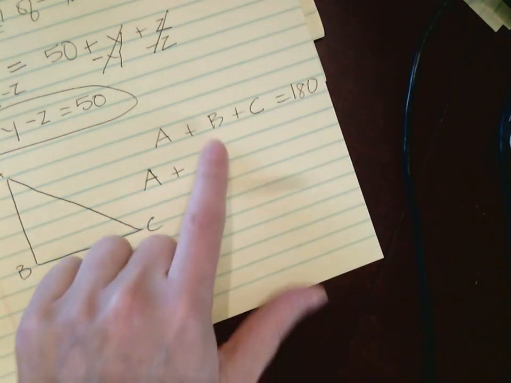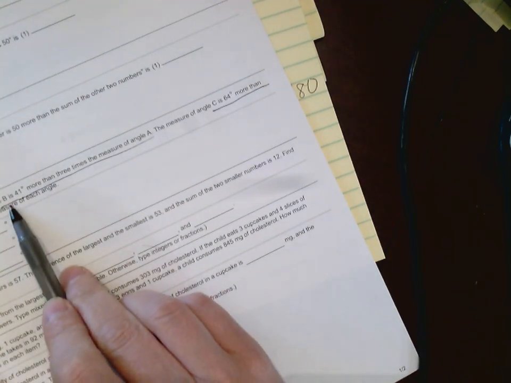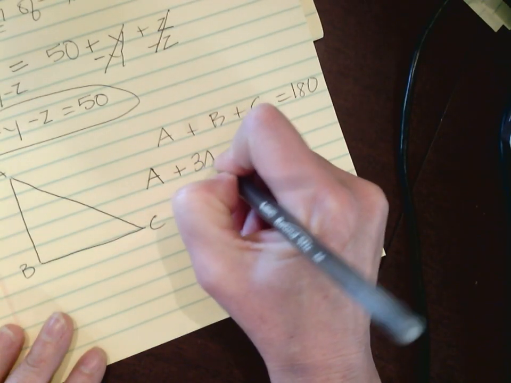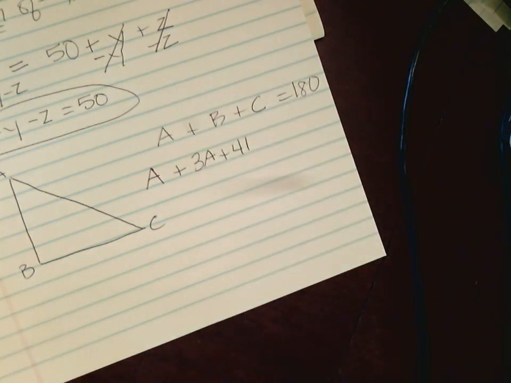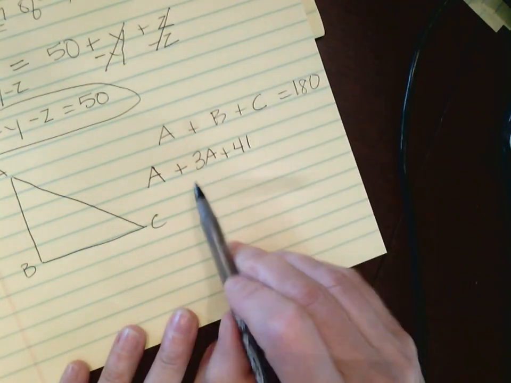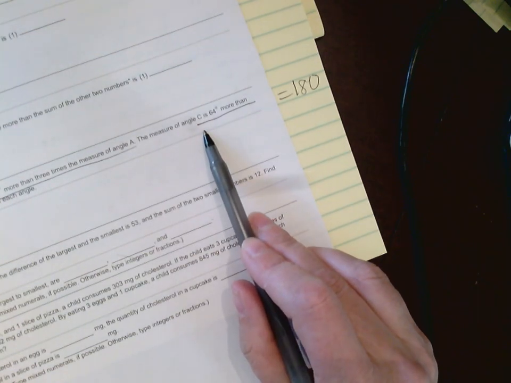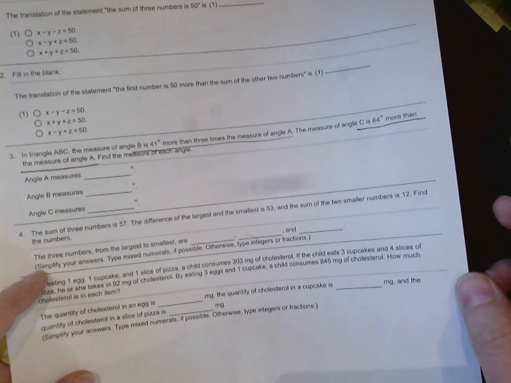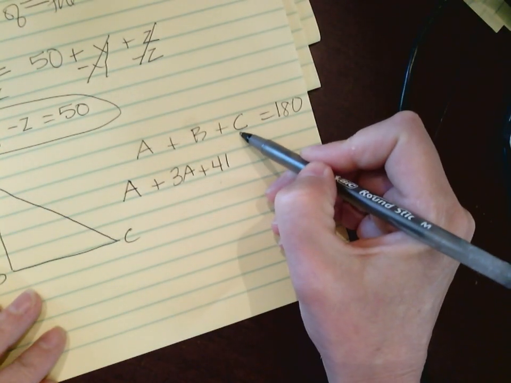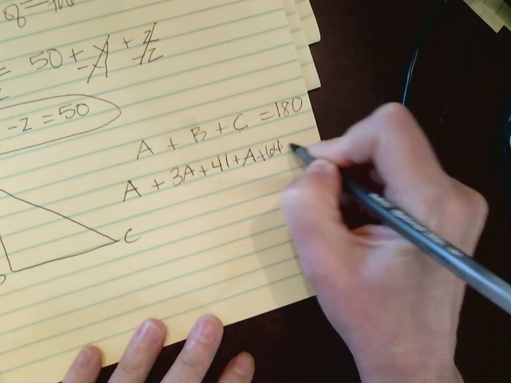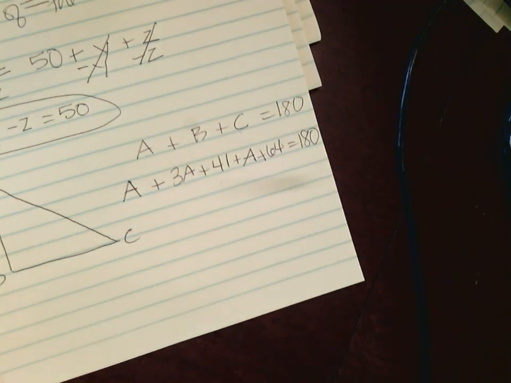Now, what is B's relationship? B is 41 more than 3 times the measure of angle A. So it's 3 times whatever A is, plus 41. That's what is going to be representing B, right? So 3A plus 41. Now, what do I know about C? I know that C is 64 more than A, which means C is however much A is, plus 64. Still all equal to 180.